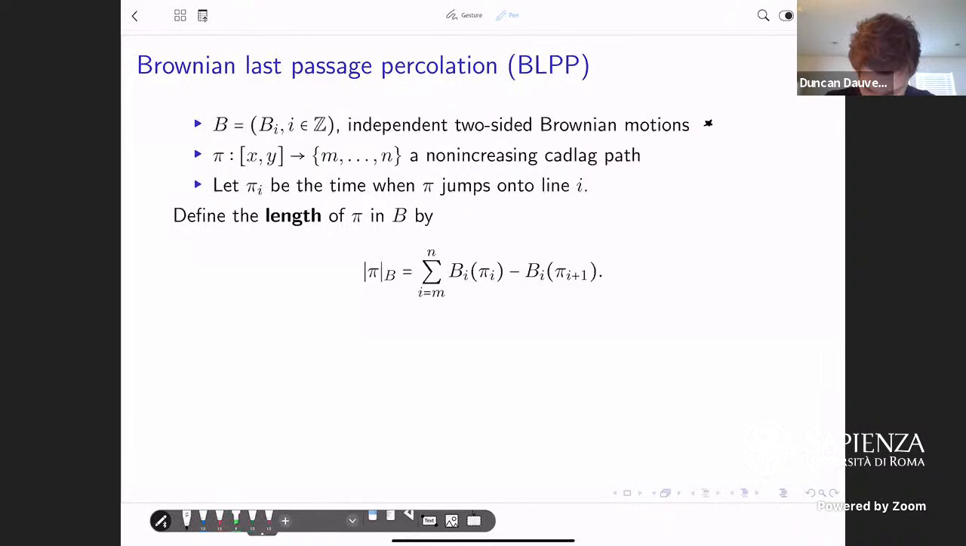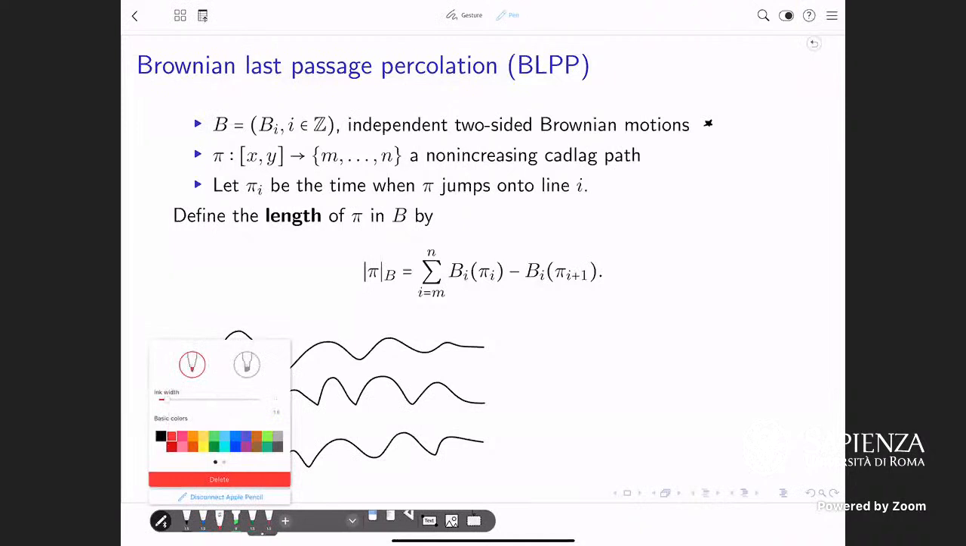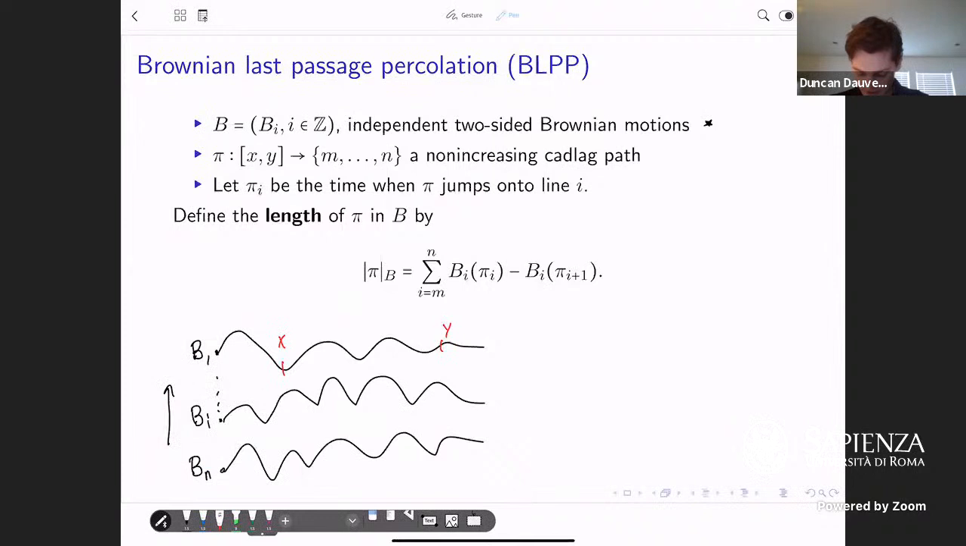I think this is easiest to express through a picture. So say I have my Brownian motions B1 down to Bn. For the purposes of this talk, I'm always going to have my indices going up on the page. So if I have a path, a càdlàg non-increasing path from x to y, I can superimpose its graph on top of these Brownian motions. And the length, this π b, is just the sum of all of these increments. So it's a reasonable definition of path length in a random environment.